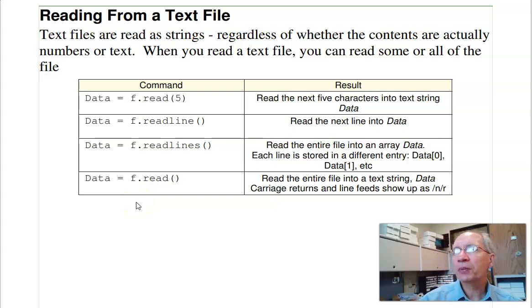And there's a couple different ways to read a file. If I want to read a text file, I can read so many characters. If F is the name of the file, read of 5 will read in the next 5 characters. Readline reads in the whole line, looking for the character return line feed. Readlines, plural, reads in the whole file and stores it in an array. And read reads the whole thing into a text string.